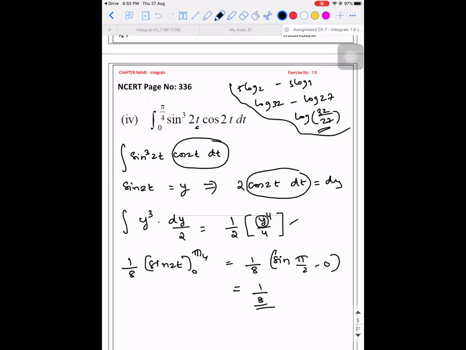What you're saying is, can I change the limits? Yes, you can change it. If you're dealing with y instead of dealing with t, you can change the limits. That's what the next exercise in the textbook is. That is why I'm going slowly. That method is called the substitution method for definite integrals.